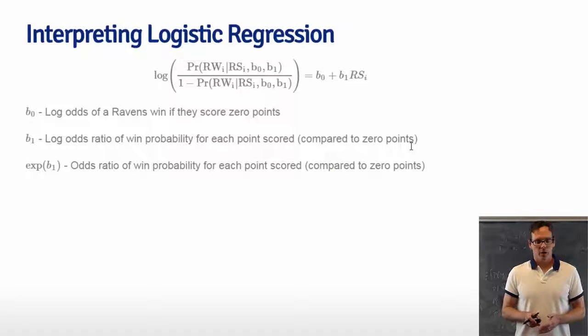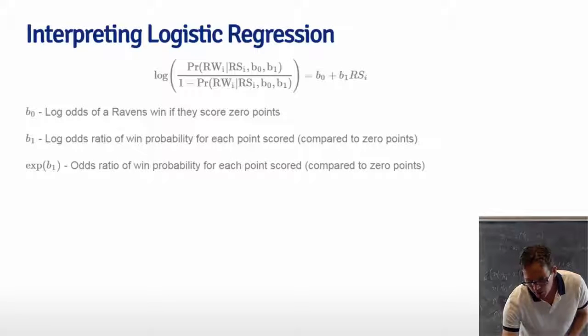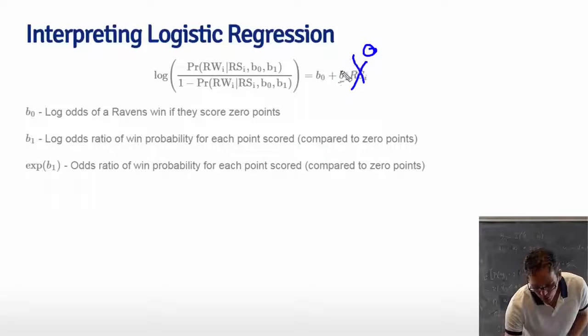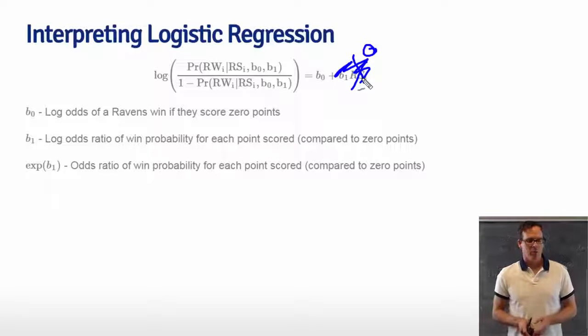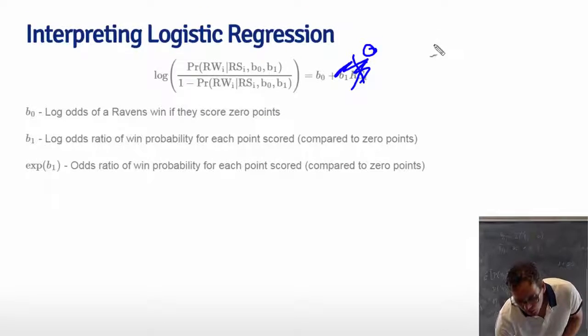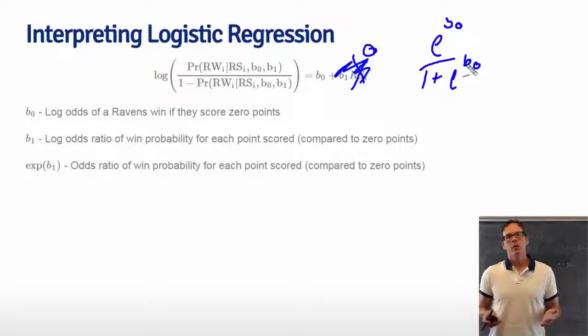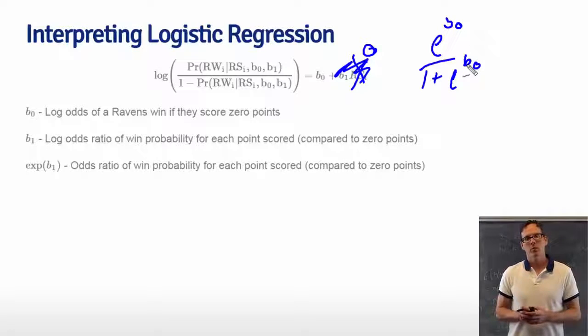So interpreting logistic regression is pretty straightforward. And I should mention, all the logs that we do in these notes are natural logs. Most mathematicians, when they write log, mean natural log. So in this case, if I plug in a 0 for the Ravens score, I would just get beta 0, B0. So B0 is the log odds of a Ravens win if they score 0 points. Then e to the B0 over 1 plus e to the B0 would be the model-based probability that the Ravens win if they score 0 points.